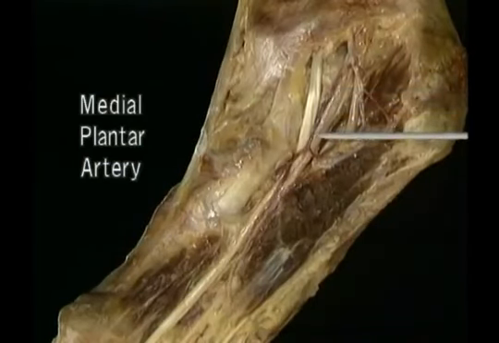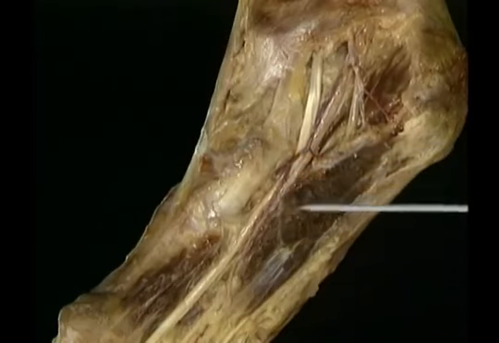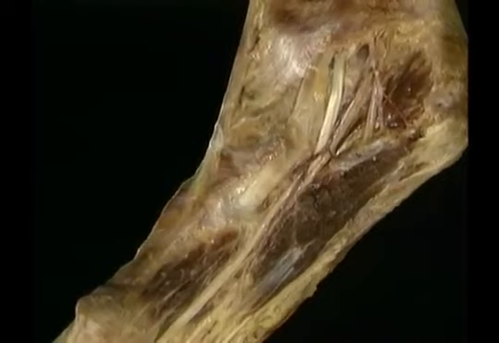It crosses over the tendons of the two long toe flexors and runs along the medial side of the foot. Its branches supply the adjoining muscles and the underside of the big toe.